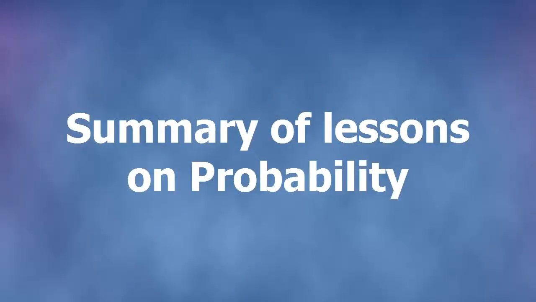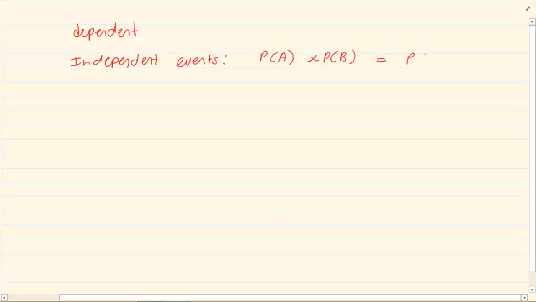Today we are doing a summary of all the grade 11 probability. Okay, in the grade 11 probability, the first thing that we discussed was dependent and independent events. Independent event says that P(A) times P(B) is equal to P(A and B). Now, when they are dependent, when you calculate P(A) and you calculate P(B), you will see that it does not equal P(A and B).